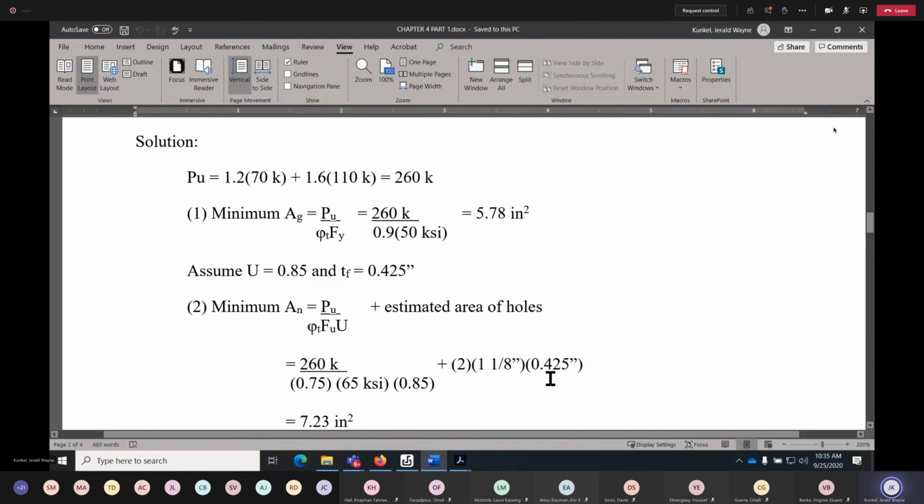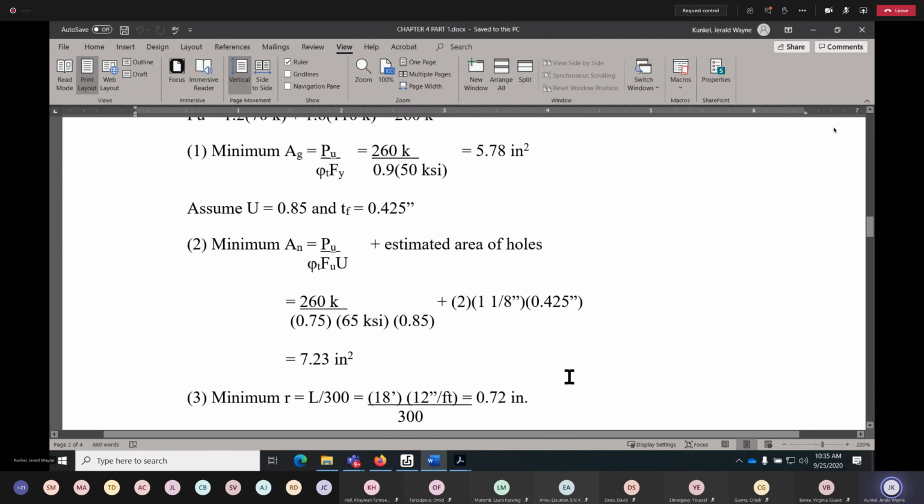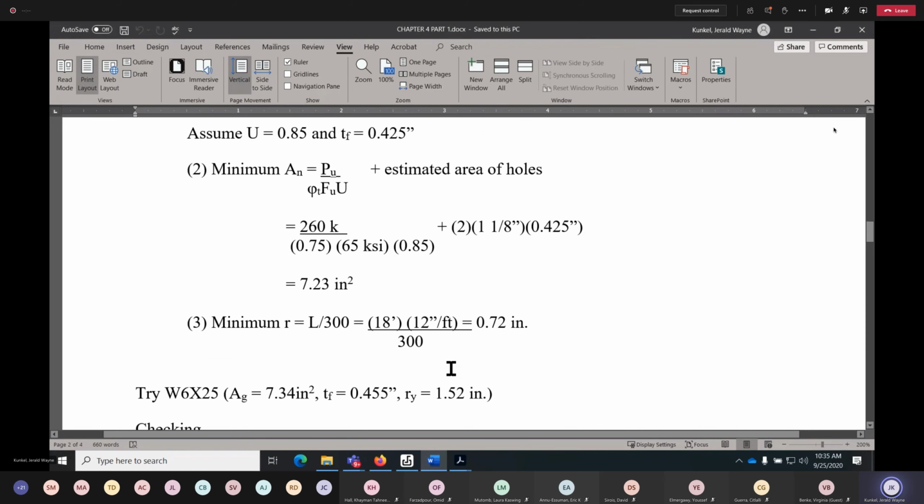So we're going to subtract 2 holes, so we're going to add back in the 2 holes that we're going to have to subtract. So now our area is increased to 7.23 square inches to make the allowance for the presence of the holes. Let's do step 3. We'll check the minimum radius of gyration.